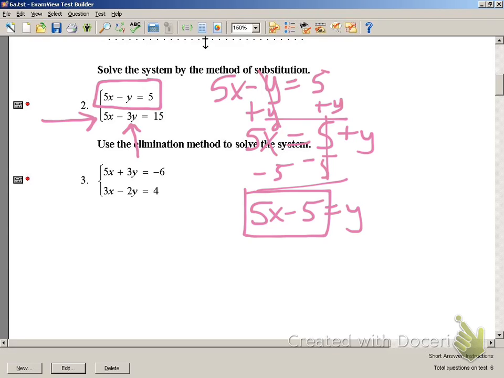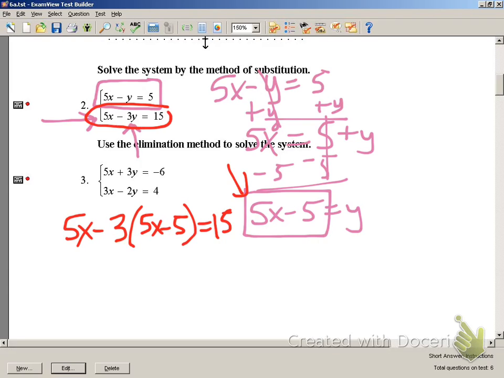So I'm going to take that second equation, 5x minus 3y equals 15, but y we found is equal to 5x minus 5. So all I'm doing is rewriting this problem for what I have solved for y in the other equation. I can substitute that in. So now all I have to do is solve this equation for x.